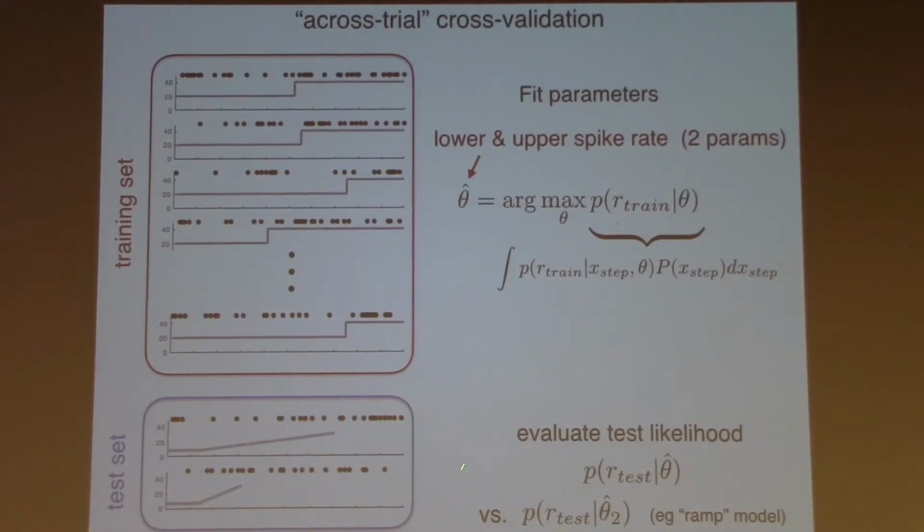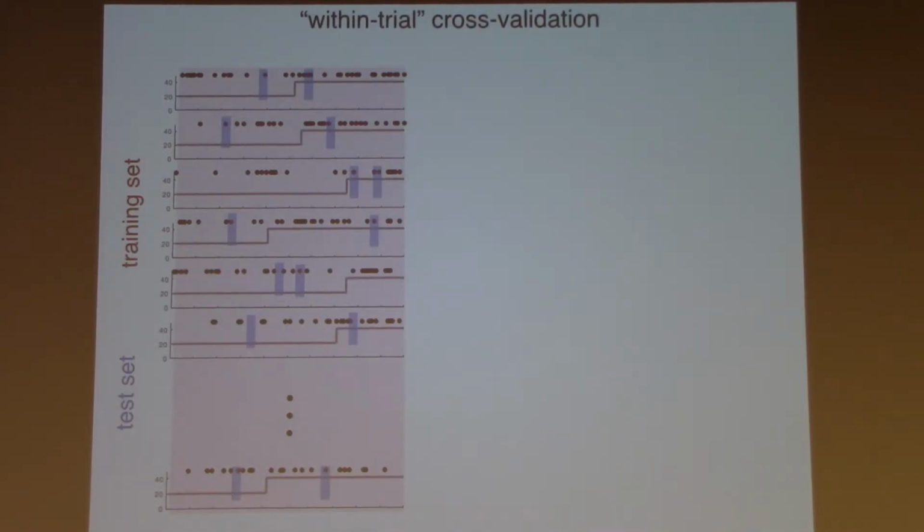And we would then, of course, compare this to the probability of those test data given some theta 2 for a different model. Say the ramp model, we would do a similar kind of thing. We would fit the ramp model to the training data and evaluate its test performance right there. Okay? This is not what they did in Conrad's paper. Instead, what they did is something which we will refer to as within-trial cross-validation.